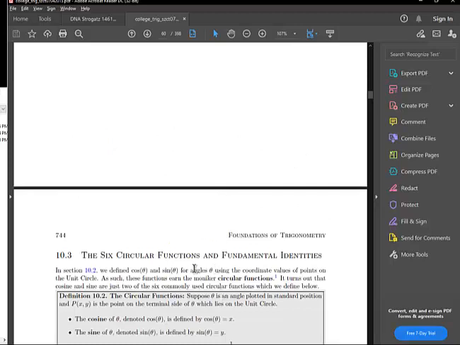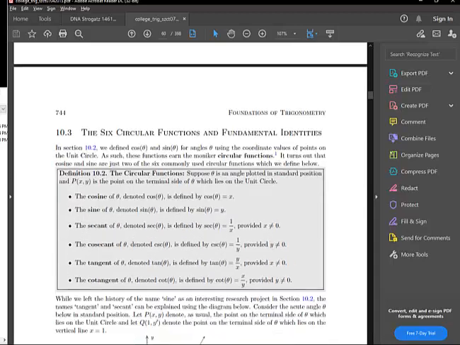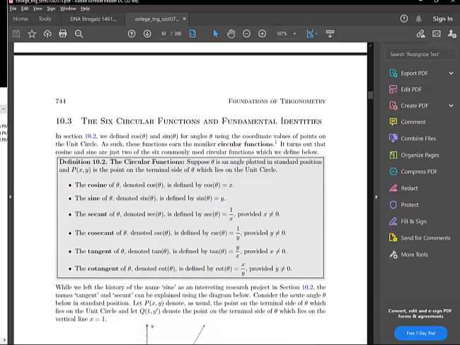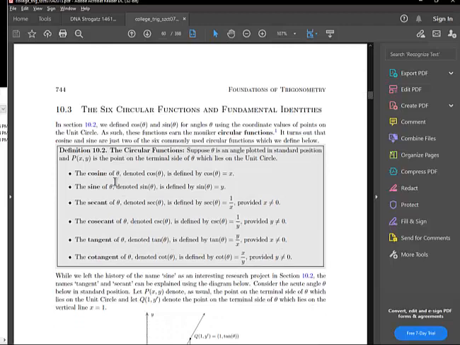6 circular functions. You should know these: sine, cosine, secant, cosecant, tangent, cotangent. The important thing is to know sine and cosine and how to express the others in terms of these two. Secant is 1 over cosine, cosecant is 1 over sine, tangent is sine over cosine, cotangent is cosine over sine. Remember those, okay? This should be very natural.